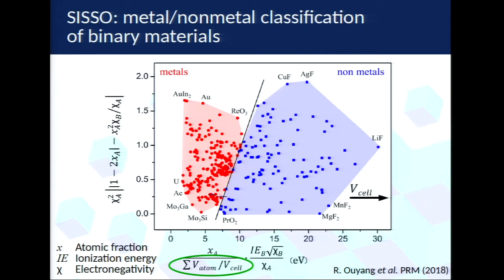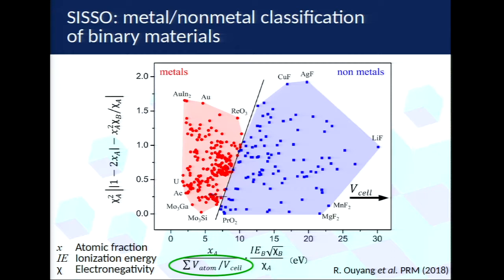But let's say we have this, and we have this descriptor here. This part of the descriptor depends explicitly on the atomic volume of the material. This one depends only on the stoichiometry. So it's in such a way that if you compress, reduce the volume, you go from non-metal to metal. That is trivial for most of the materials. The point is that you can show where it goes from non-metal to metal.